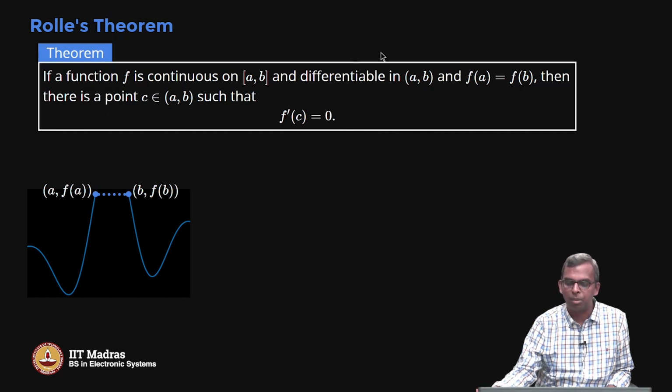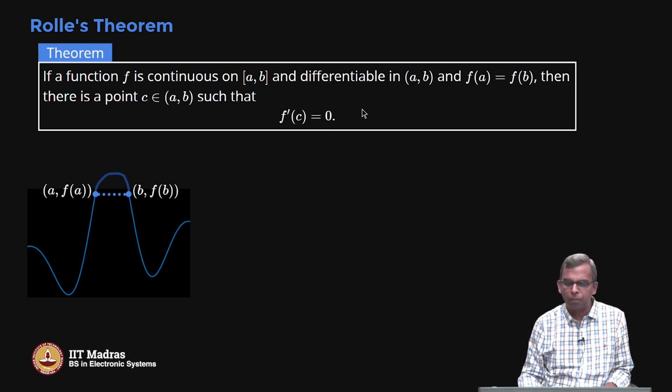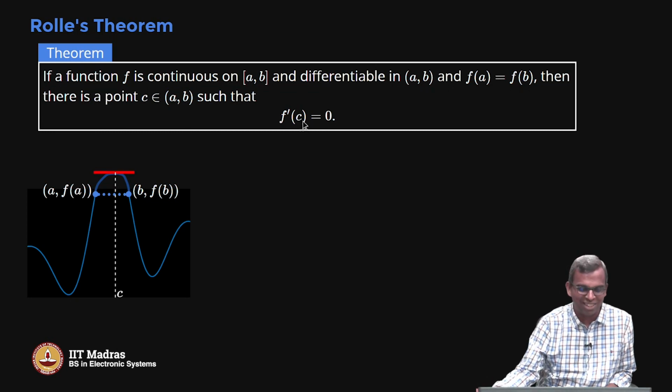So, for a function differentiable in (a, b) with f(a) equals f(b), there has to be a point c in the open interval such that the derivative is equal to 0. Okay, so we're going to see a quick proof once again. We'll be very quick. Anyway, before the proof, an illustration.